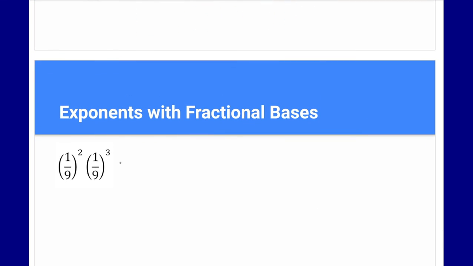Next one, same idea. Same base, I'm multiplying powers together, so I'm going to add my exponents. 1 over 9 to the power of 5. If I wanted to evaluate this, I would say 1 to the power of 5 over 9 to the power of 5. 1 to the power of anything is just going to equal 1. 9 to the power of 5 is 59,049. So that would be my simplified or evaluated answer.